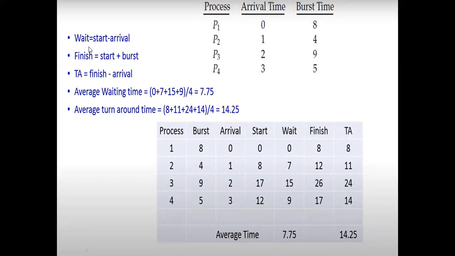The waiting time is calculated as the difference of the start time and the arrival time. So here the waiting time is start time minus arrival time. 0 minus 0, 0. 8 minus 1, 7. 17 minus 2, 15. 12 minus 3, 9. So from this, we have calculated the wait time.